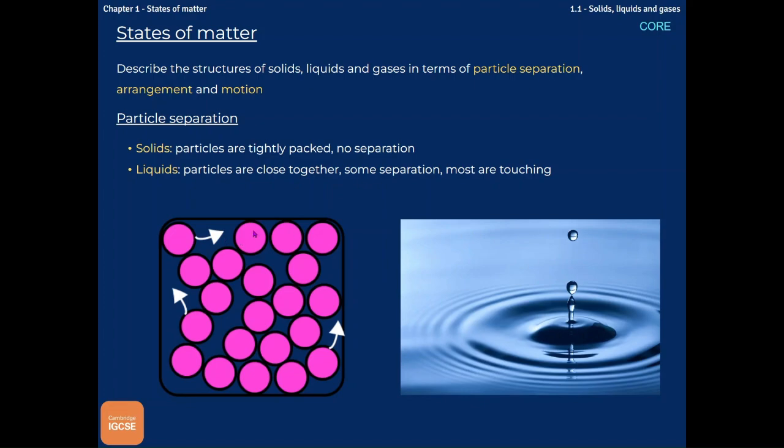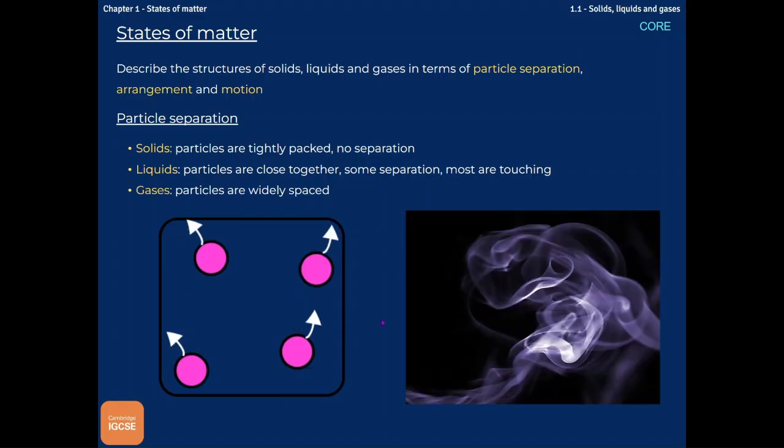Liquids, the particles are close together, right? They're still close, like in the solids, but because the electromagnetic force is a little bit less, there is some separation, and they can move around, but we still think of those particles as mostly touching each other. On a macro level, that's true, right? You get in the water, you get wet because these particles are touching each other. But they can separate, right? You disturb them, they move around, like you see this drop in this picture.